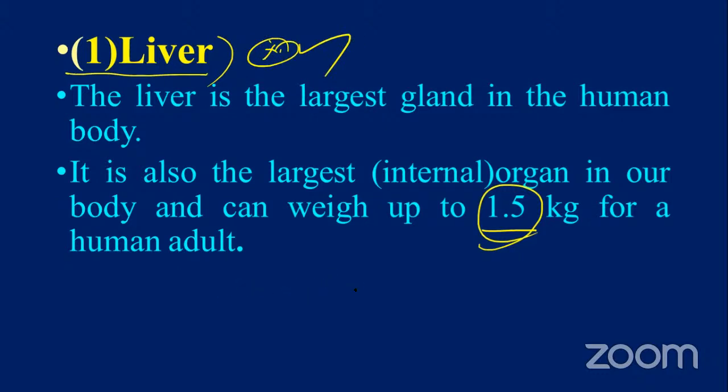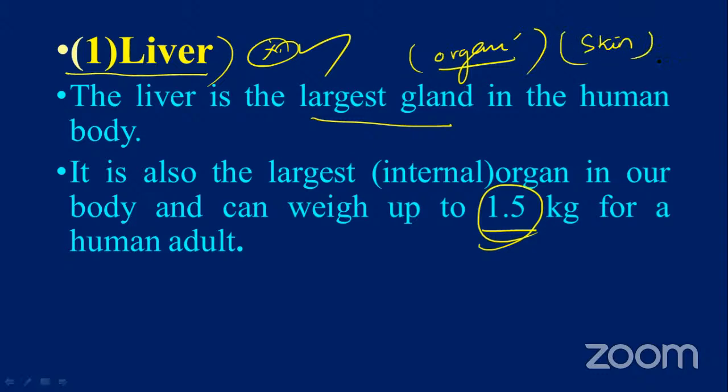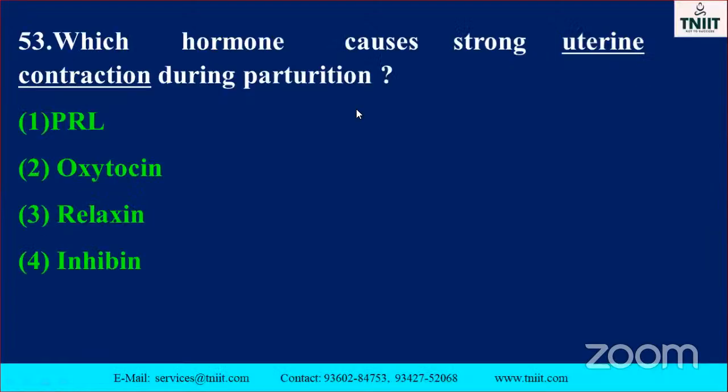And one more is there: the biggest organ in our body. Here they asked for the largest gland, isn't it? Now they ask about the organ. Just imagine, skin is the organ. Skin is the largest organ in the body. The largest gland is the liver, and the largest organ they asked, no, skin. Don't forget. Okay, go to the next one.